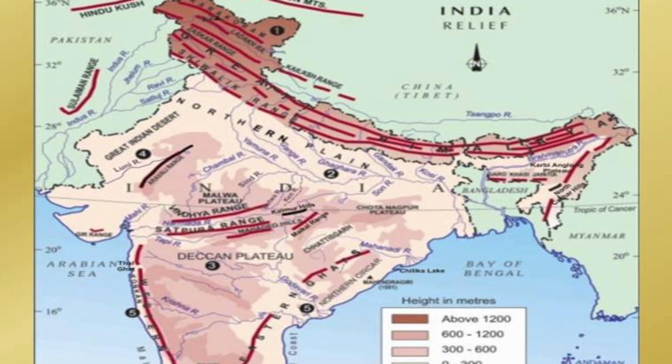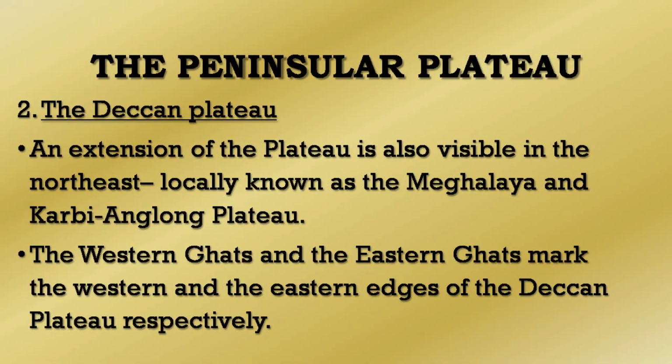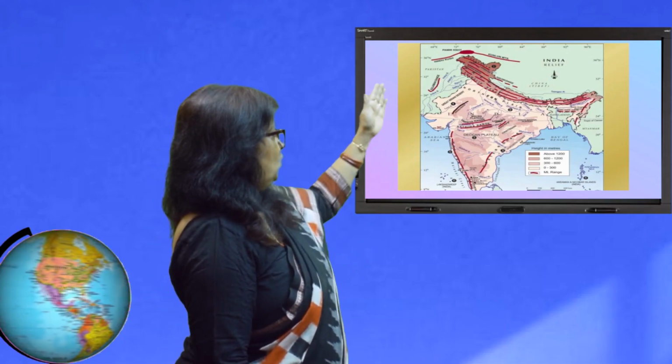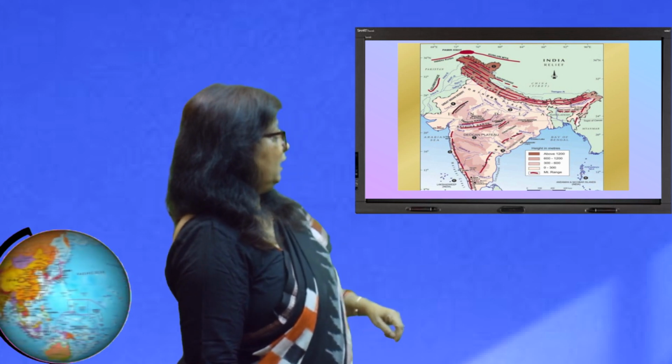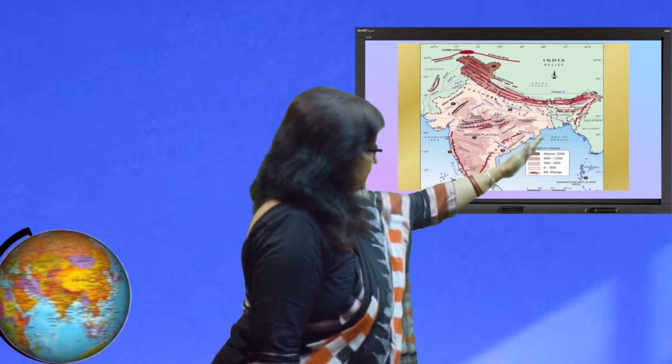They are Garo, Khasi and Jaintia. This plateau is marked by two important ghats. One is called the Western Ghats, the other one is the Eastern Ghats. The Western Ghats lie in the western margin of this peninsular plateau, whereas the Eastern Ghats lie in the eastern margin. If you look at the map, you will find the Western Ghats lie on the western margin of the peninsular plateau and the Eastern Ghats lie on the eastern margin.